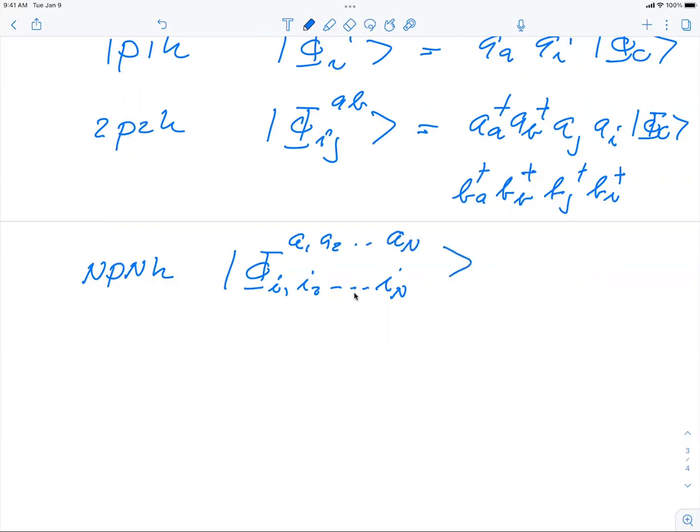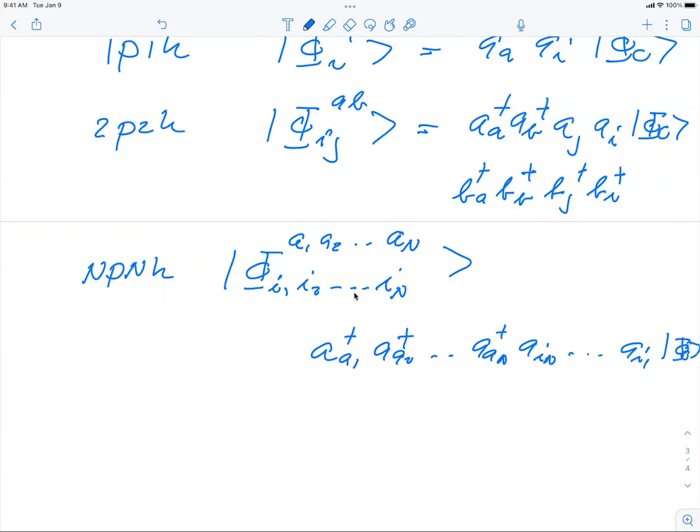And that means that you would have a dagger A1, a dagger A2, up to a dagger AN, and then you have a IN, and this goes all the way down to a I1, acting on your vacuum state phi 0.